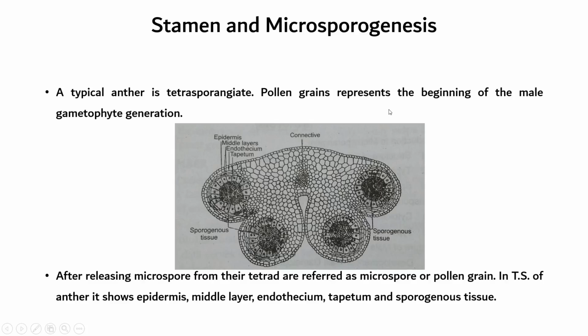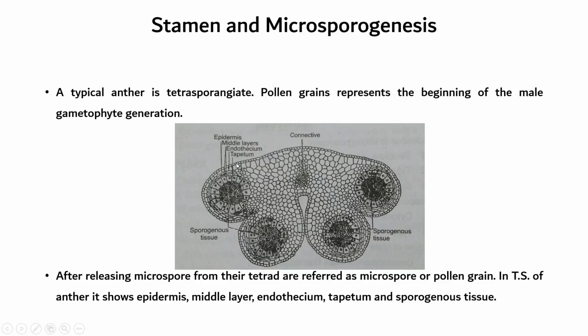Pollen grains represent the beginning of the male gametophyte generation. Now this diagram shows the TS of a tetrasporangiate anther. A typical tetrasporangiate anther shows the outermost layer epidermis, then endothecium, middle layers, tapetum, and at the center there is sporogenous tissue. They are also called microspore mother cells or pollen mother cells.